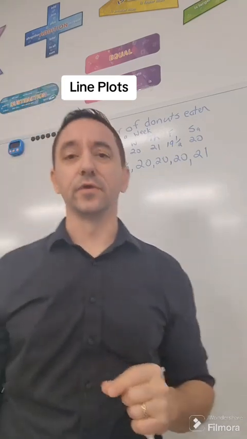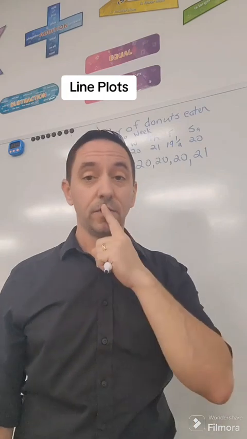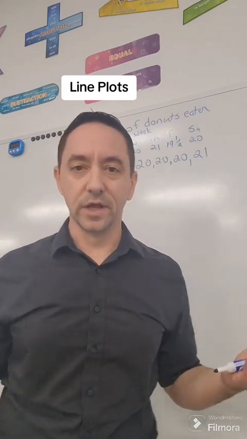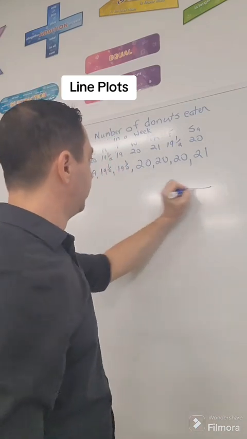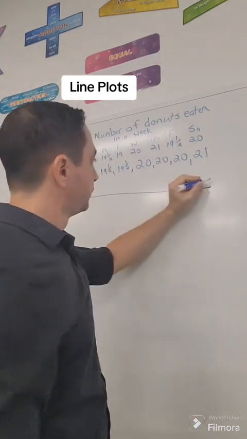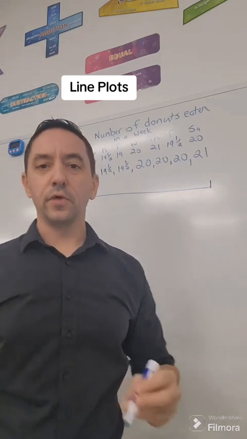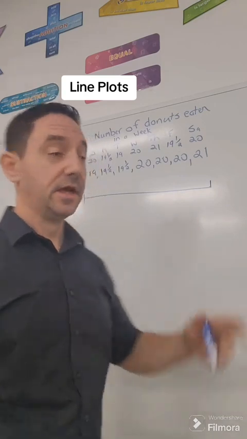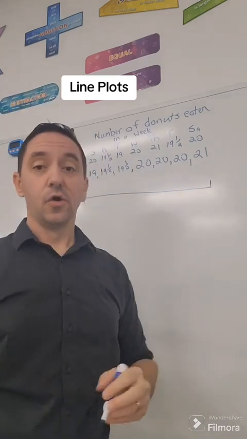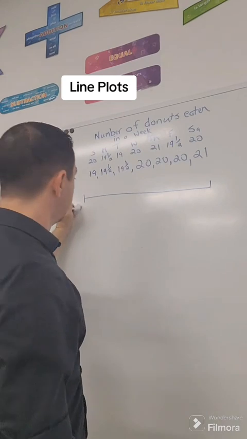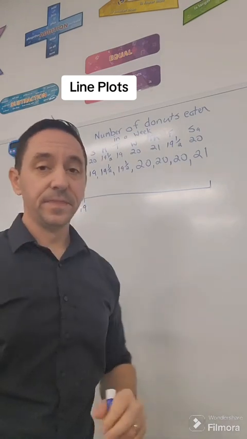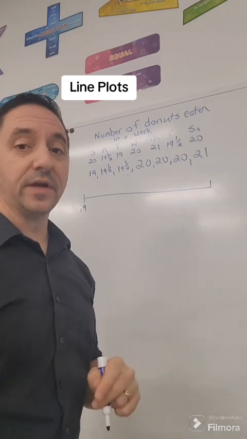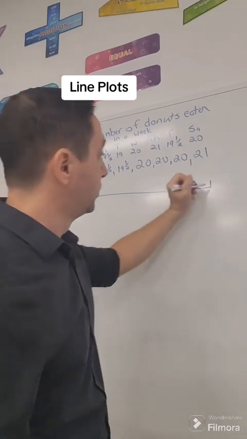Anyway, data is organized. Gonna make a line plot. What do I do next? Draw a line. I'm gonna take my line. Now when I'm organizing and setting up my line plot, the first number on my line plot has to be the lowest. And since I've already put my data in order from least to greatest, I know my lowest is 19. And obviously then on my other end, I gotta have my highest, which is gonna be 21.